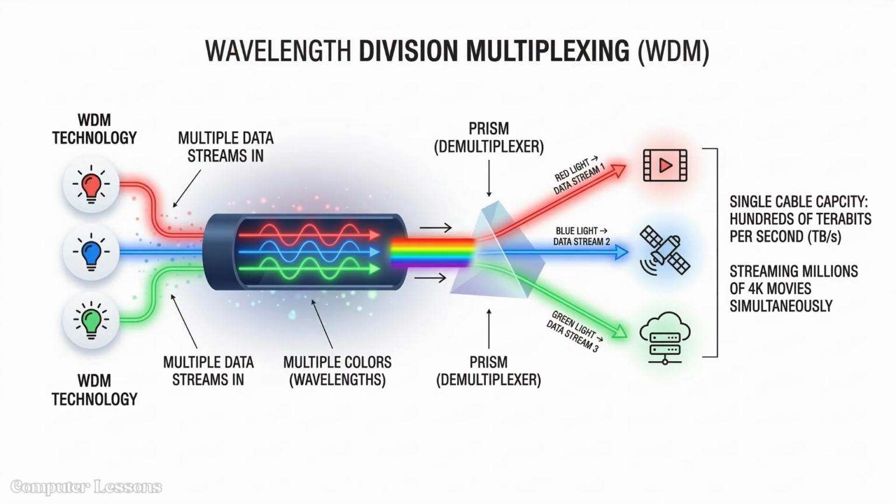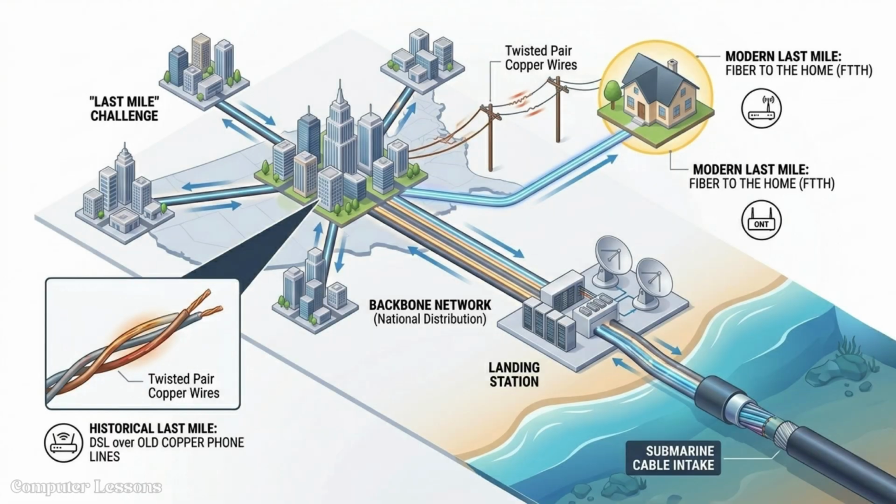At the receiving end, a prism separates the rainbow back into individual colors. This allows a single cable to carry hundreds of terabits per second, enough to stream millions of 4K movies at once. Once the cable reaches land, it connects to a landing station, and from there, the backbone network distributes it to cities. But getting that speed to your specific house is the final challenge, known as the last mile problem.